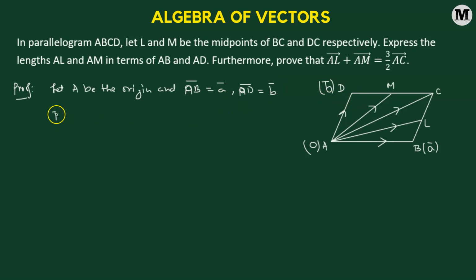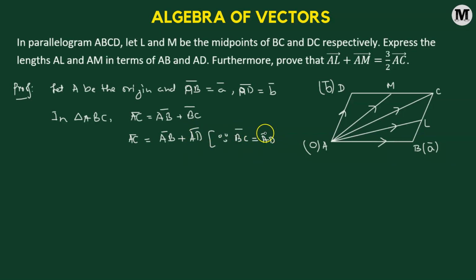Now, we will consider the triangle ABC. In this triangle ABC, what is AC vector? AC vector is going to be equal to AB vector added to BC vector. This is from the triangle law of vector addition. But in place of BC vector, we can use AD vector as well, because ABCD is a parallelogram. So here we have considered BC vector to be equal to AD vector.